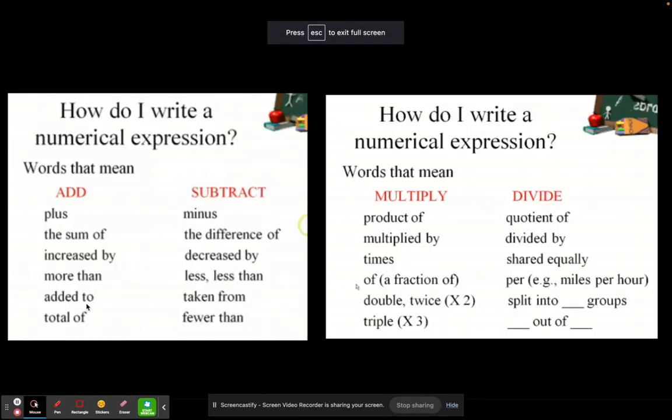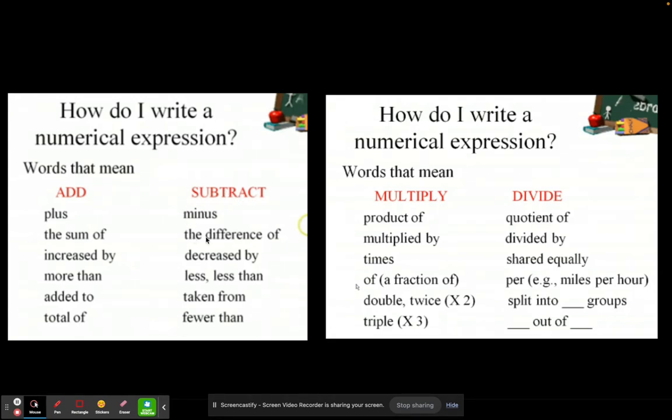Keep going. How do I write a numerical expression? So words that mean adding, right? You can say this plus this, you're adding. The sum of two numbers. If something's increased by a certain amount or more than something, if you're adding to it, or if you need to find the total. Those are all adding, right?